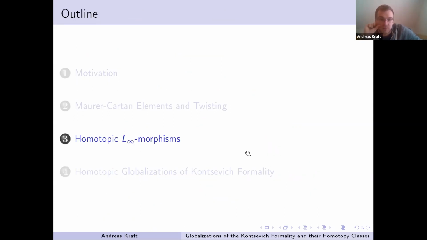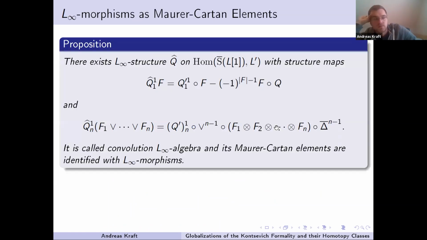So let me tell you what I mean by this up to homotopy. The idea here is to interpret L-infinity morphisms as Maurer-Cartan elements. And then on these Maurer-Cartan elements, we have the homotopy equivalence relation, which we can use to define what homotopy equivalence between L-infinity morphisms means. So this is this proposition that says that on this space, we have some L-infinity structure whose Maurer-Cartan elements are just L-infinity morphisms.